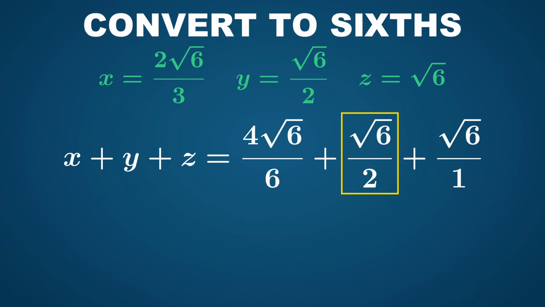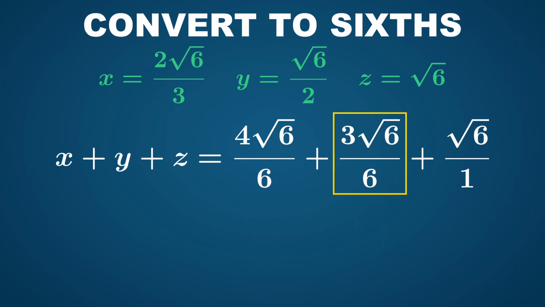The second term in our ongoing sum is root 6 divided by 2. We multiply the top and bottom of this particular fraction by 3. This straightforward calculation gives us 3 root 6 divided by 6.